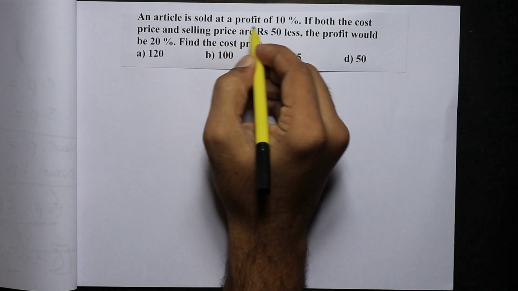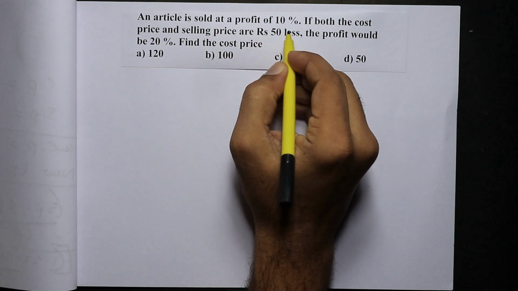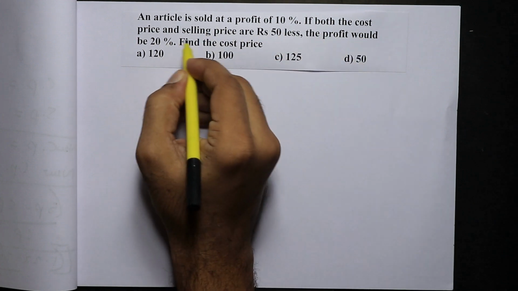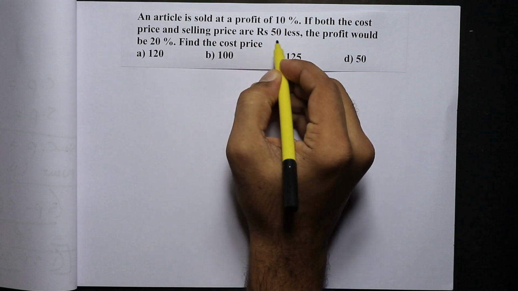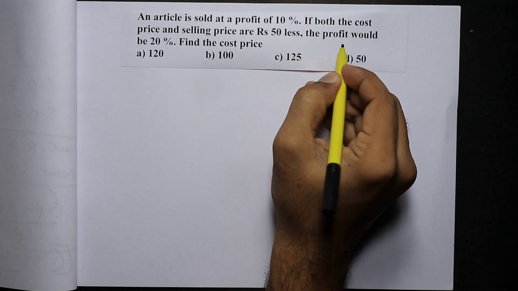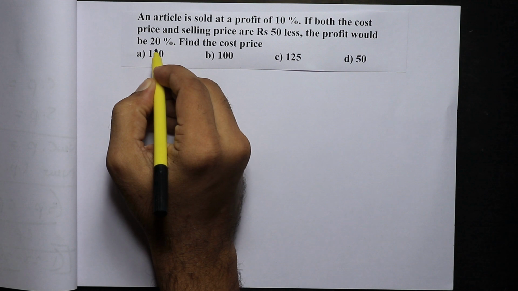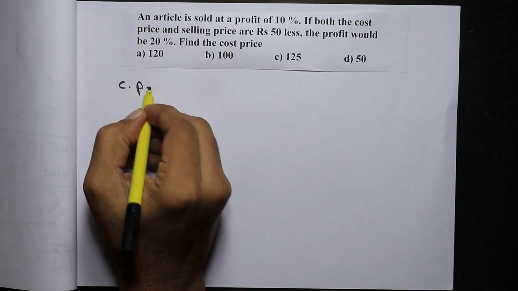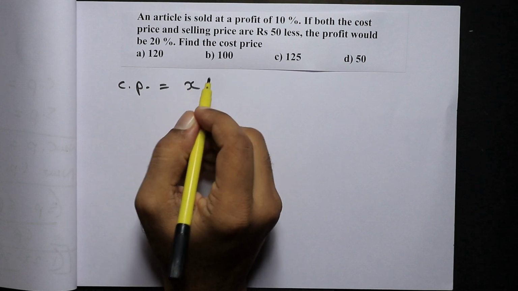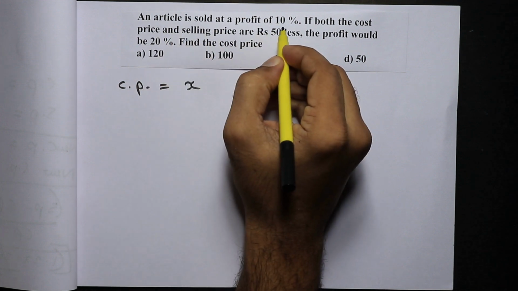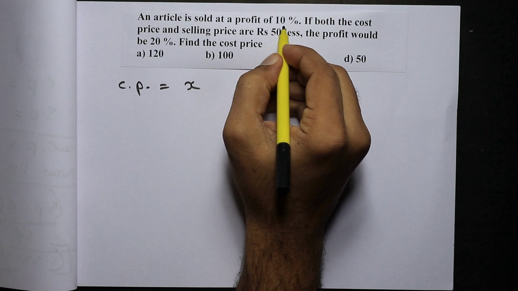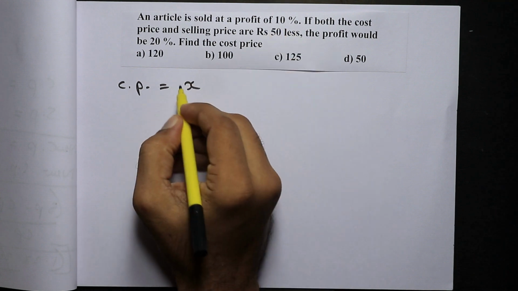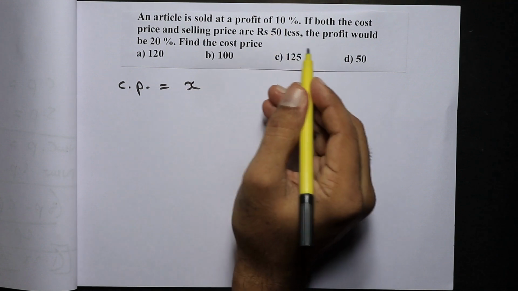An article is sold at a profit of 10%. If both the cost price and selling price are rupees 50 less, the profit would be 20%. Find the cost price. So cost price, we'll take it as X, and it is sold at a profit of 10%. To get a 10% profit, you have to increase this value by 10% and sell it.